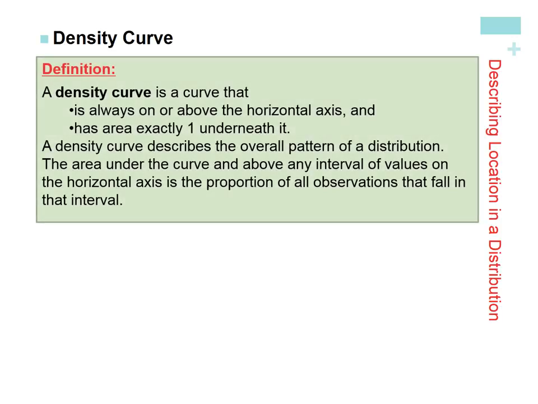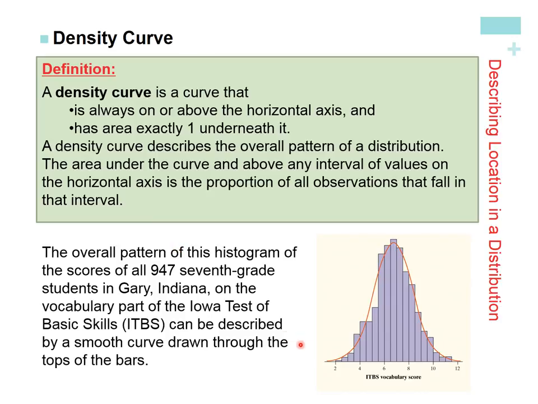All right, so what exactly is a density curve? We briefly took a look at it in the last section, but let's get a little bit more in depth of what exactly a density curve is. First of all, a density curve is a curve that's always on or above the horizontal axis. Okay, so let's take a look at this curve. We're taking a look at the vocabulary score of seventh grade students.